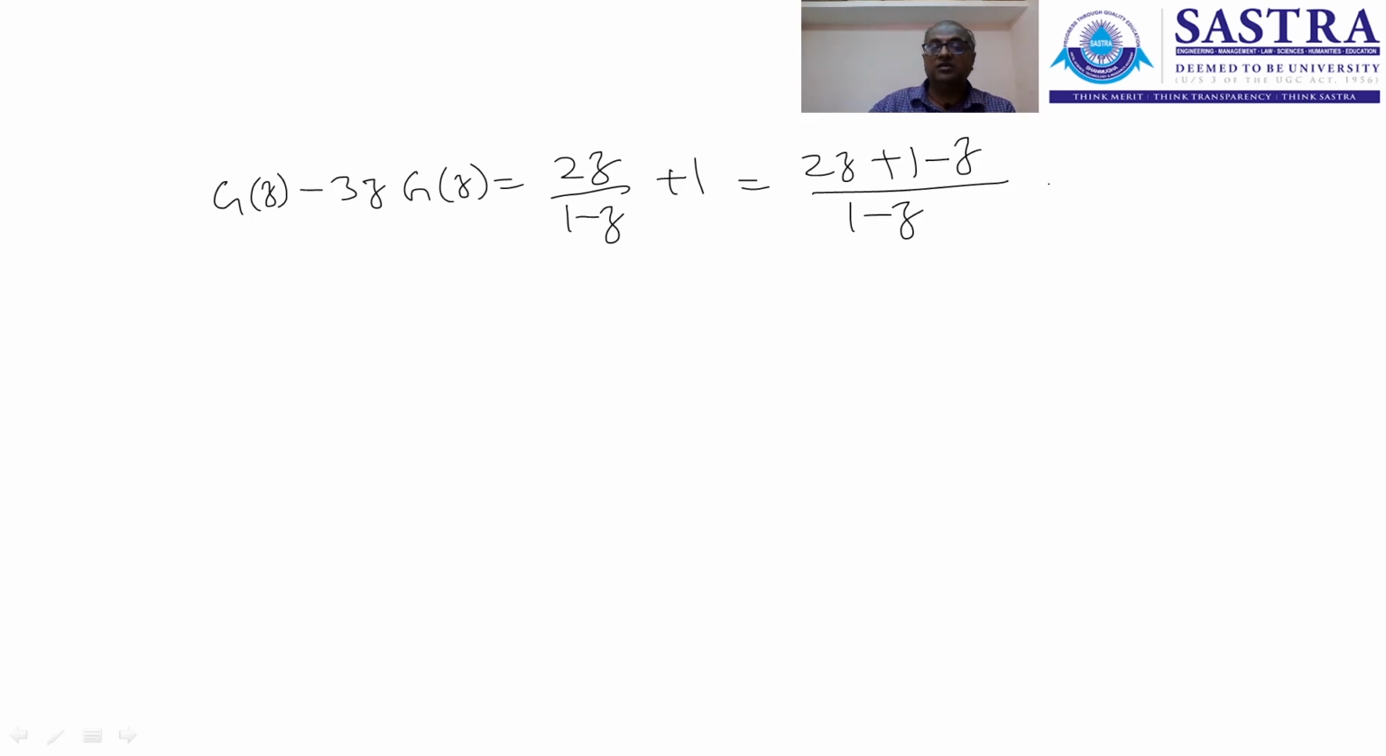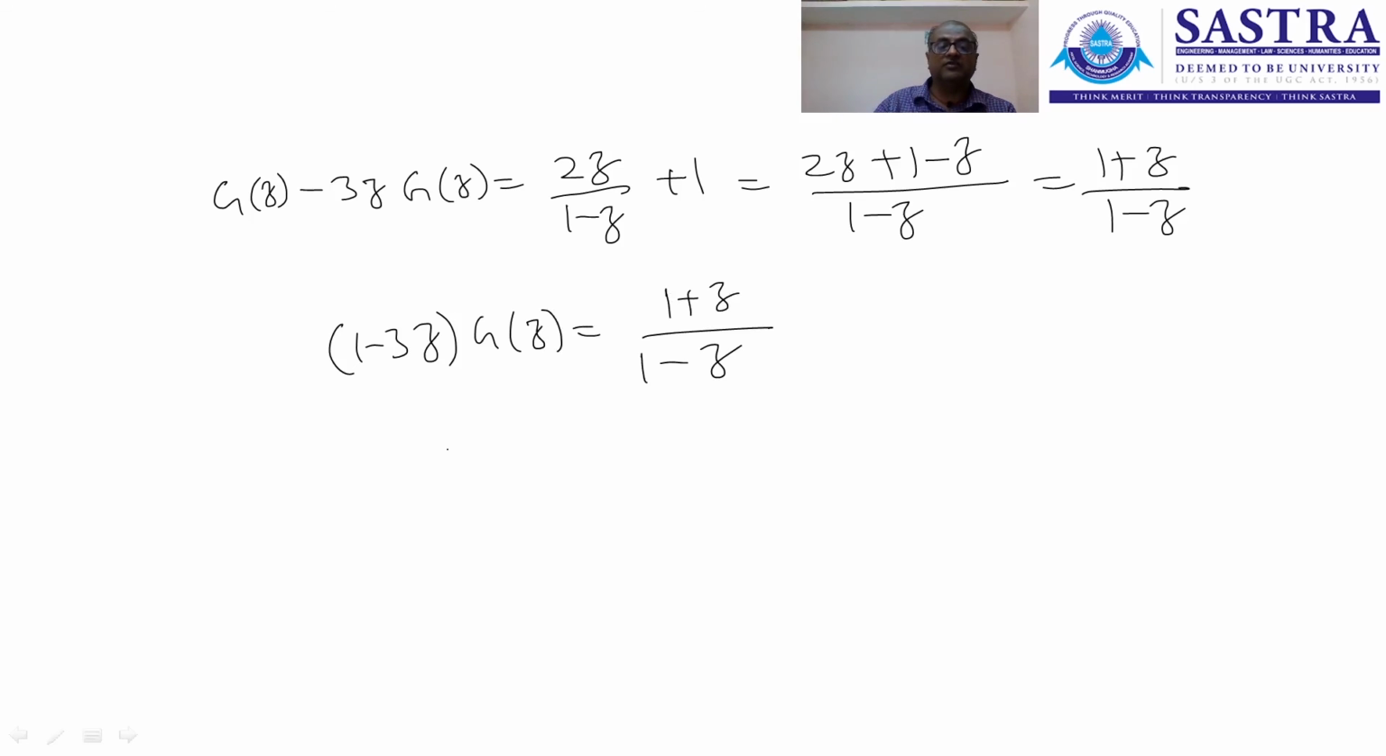I'll have g of z minus 3z g of z. This would be 2z by 1 minus z plus 1. Okay, so when I simplify this, I'll have 2z plus 1 minus z by 1 minus z. This turns out to be 1 plus z by 1 minus z. So when I simplify the right hand side, I'll have 1 minus 3z into g of z. This would be 1 plus z by 1 minus z.